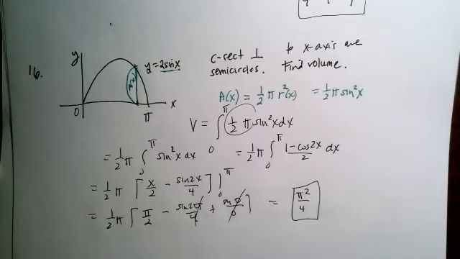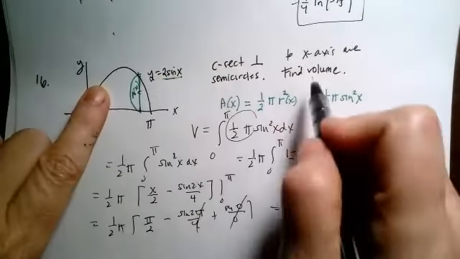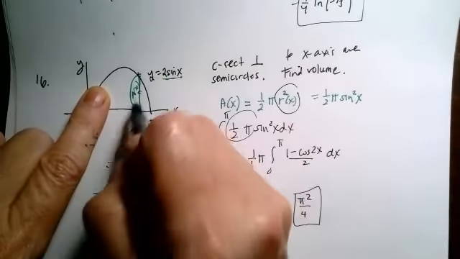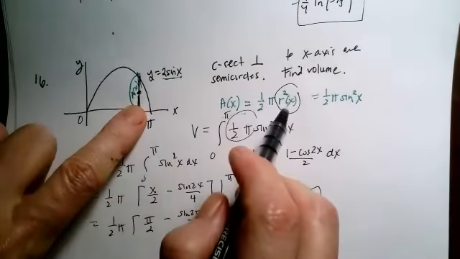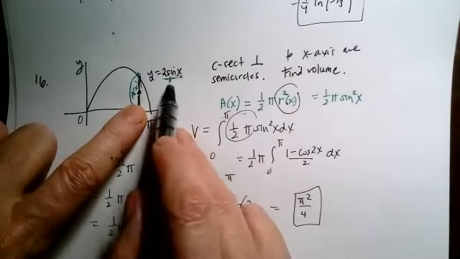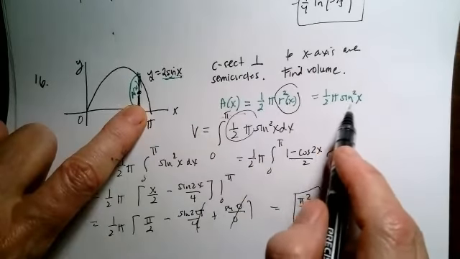What happened to the 2 that's in front of the sine? Because it's y equals 2 sine x. Oh, because we're looking for the radius, right? The radius of a semicircle is half of that height, right? Right. So it's not 2 sine x, it's sine x. Okay, thank you.